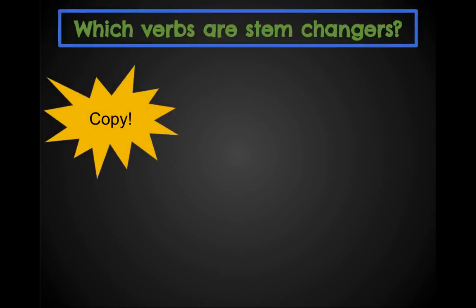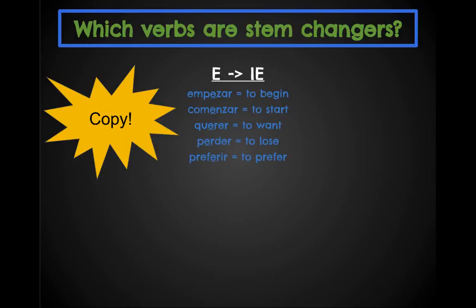Another thing to copy down is a small list of stem changing verbs, because how will you know which verbs are stem changers? Well, it's a matter of memorizing and practicing in Spanish. Here is a short list of 5 stem changing verbs. These are the ones that we're going to practice with tomorrow, and I may give you some other ones to practice with when we get to class.